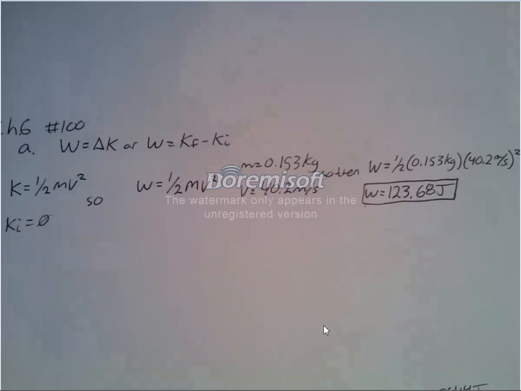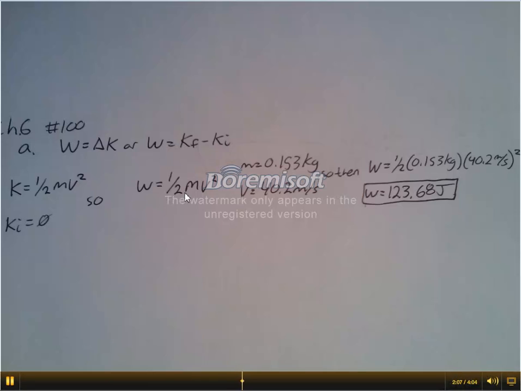Alright, for the second question, it's all about the work done by a pitcher throwing a ball, and then how many balls he would have to throw to burn a certain amount of energy. So for part A, sorry, it asked us the work done by the pitcher. Okay, so we could start by having our work energy equation, W equals delta K, or W equals Kf minus Ki. K would equal 1/2 mv squared. Ki would be equal to 0 because it starts from rest. You haven't thrown it yet.